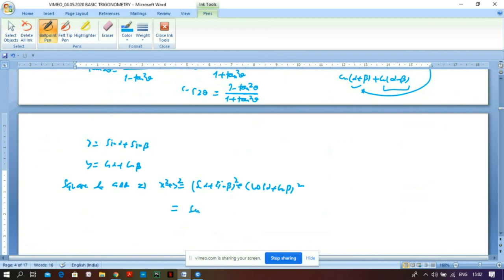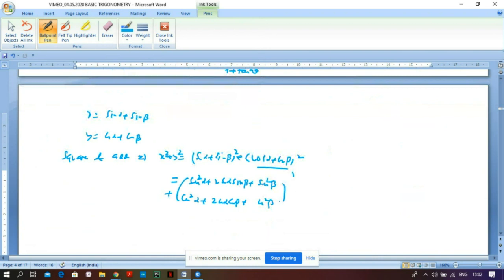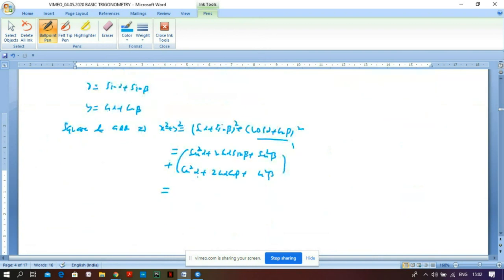So if you expand, you will get sine square alpha plus 2 sine alpha sine beta plus sine square beta, and just after it, cos square alpha plus 2 cos alpha cos beta plus cos square beta. When you add these up, you will get 1 plus 2 (cos A cos B plus sine A sine B), that is 2 cos of (A minus B), plus 1.